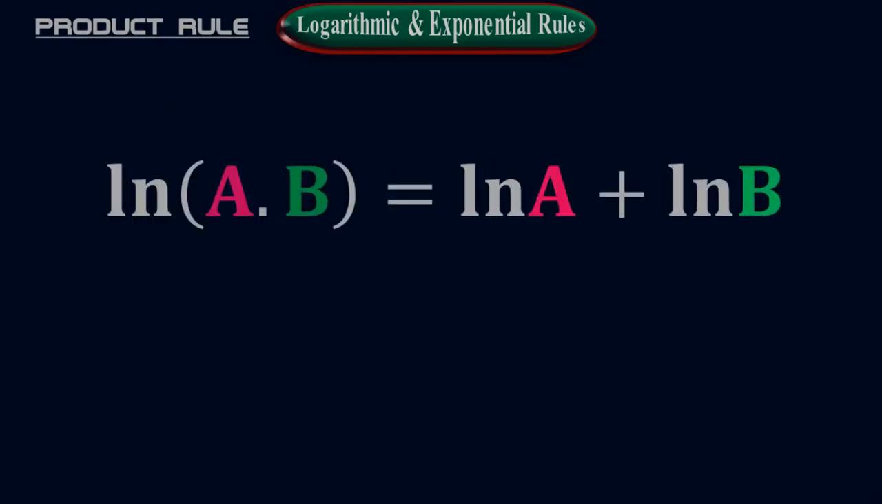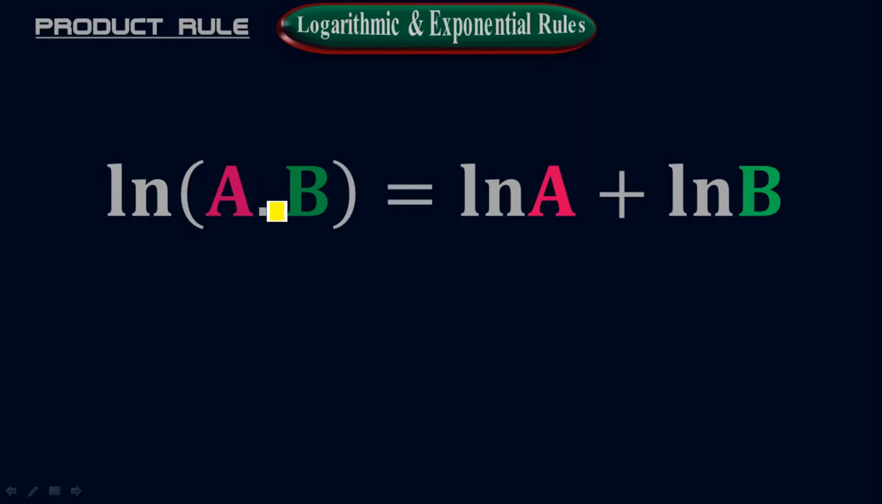Let's talk about some logarithmic rules. We're gonna start with the product rule. If we have natural log of a times b, it equals natural log of a plus natural log of b. This is the typical product rule for the natural log.